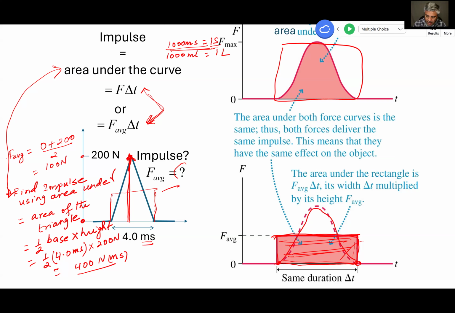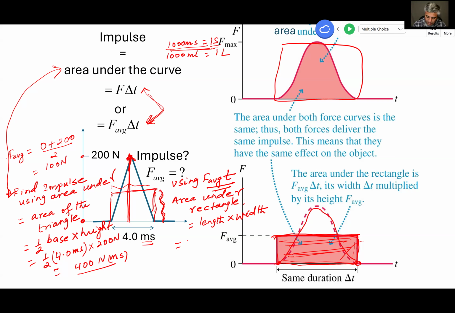Now, this is F average times the time interval. So, what do we do? That is the area of this one. Time interval. What happens? It's the area under the rectangle. So that means it is length times width of a rectangle. To find the area of a rectangle, we just multiply two side lengths, right?